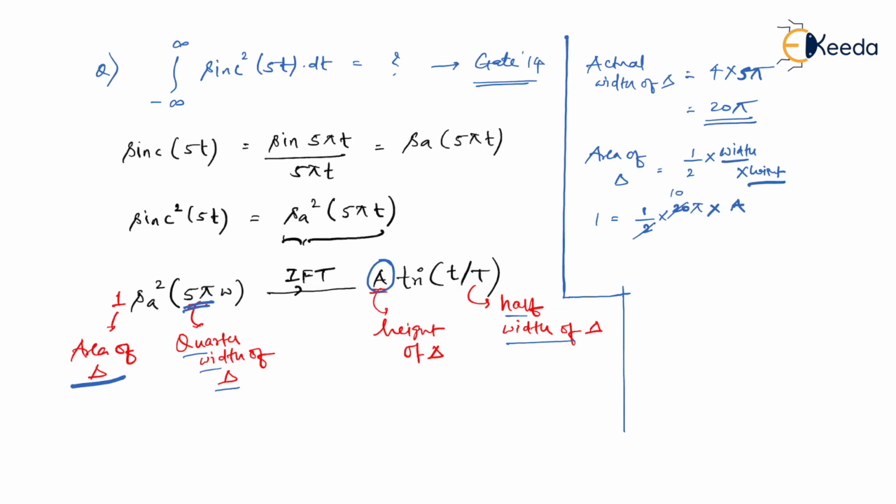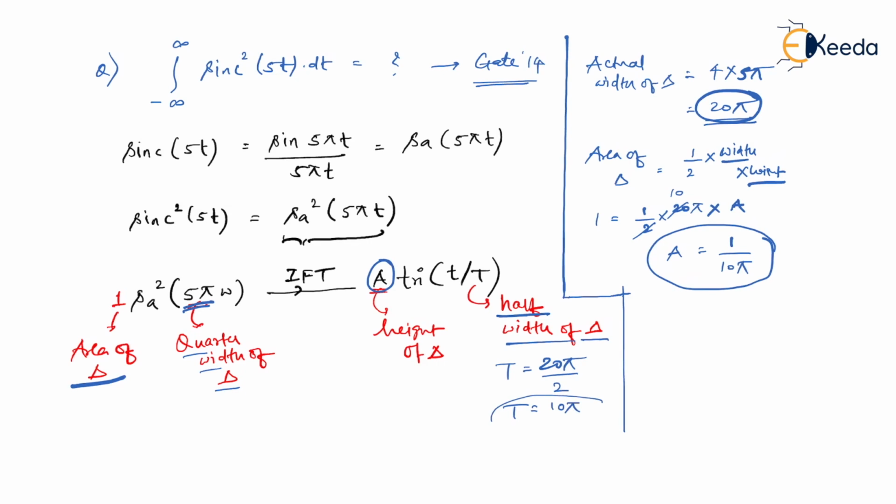So this is 2 tens are 20. Finally, A is simply 1 upon 10 pi. So here A is 1 upon 10 pi, and we know that T is nothing but half width of the triangle. So capital T is half width of the triangle, and the width of the triangle was 20 pi. So it is 20 pi divided by 2. So T is simply 10 pi. So please understand, the value of capital T is 10 pi and the value of capital A is 1 by 10 pi.